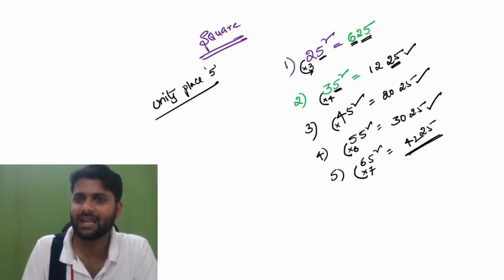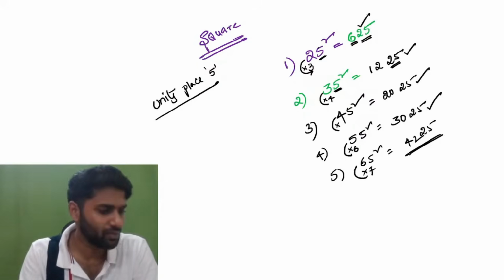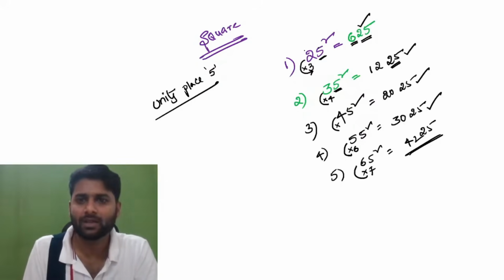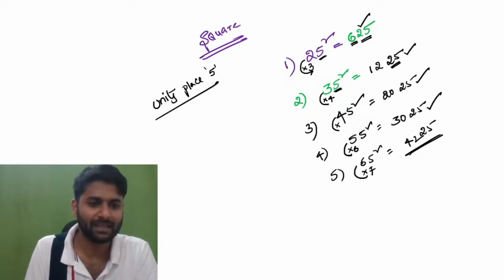So here is the simple logic: whenever you observe that the units place is 5, then the last two digits are 25. What about the previous digit? Now identify that previous position. Here it is 2 multiplied with the next number. 3, next number is 4. 4, next number is 5. 5, next number is 6. Let me take a few examples for better understanding.